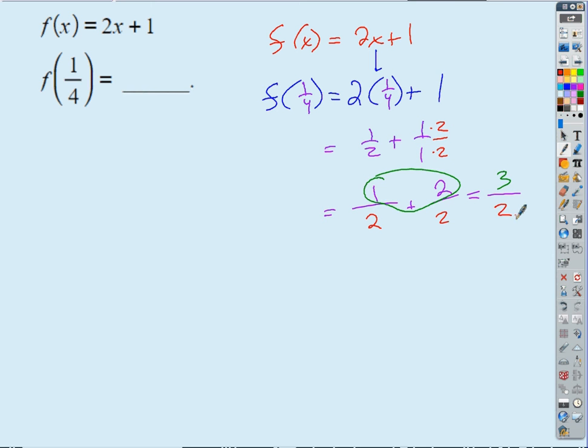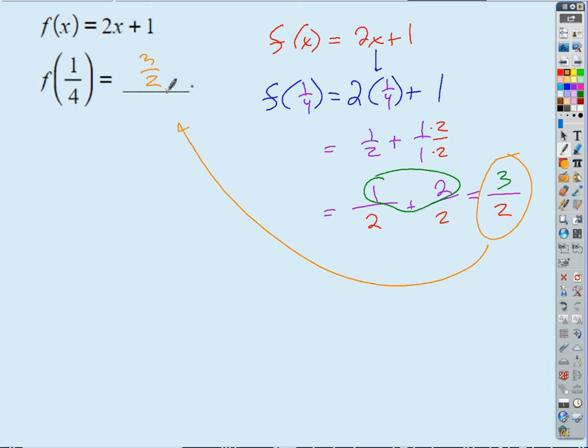Like I said, the denominator stays the same. Right, so we end up with 3/2 as our answer. Now, what does that mean, though? It's just a number, like we said. When I input an x value of 1/4, what is this? That's the output, the y value, isn't it?